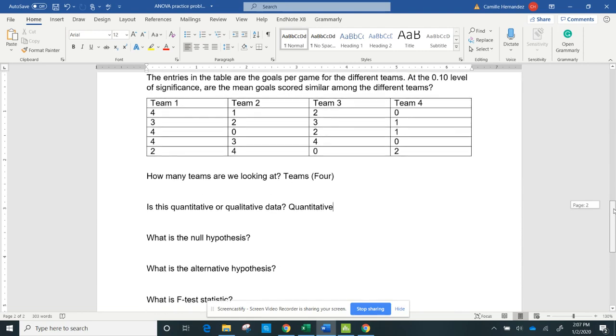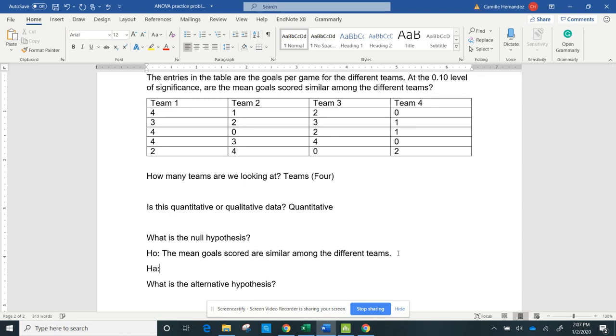So what's the null hypothesis? Well, actually, the great thing is it's already up here in my problem, and all I have to do is bring it down. So H0 is the mean goals scored are similar among the different teams. That's my null.